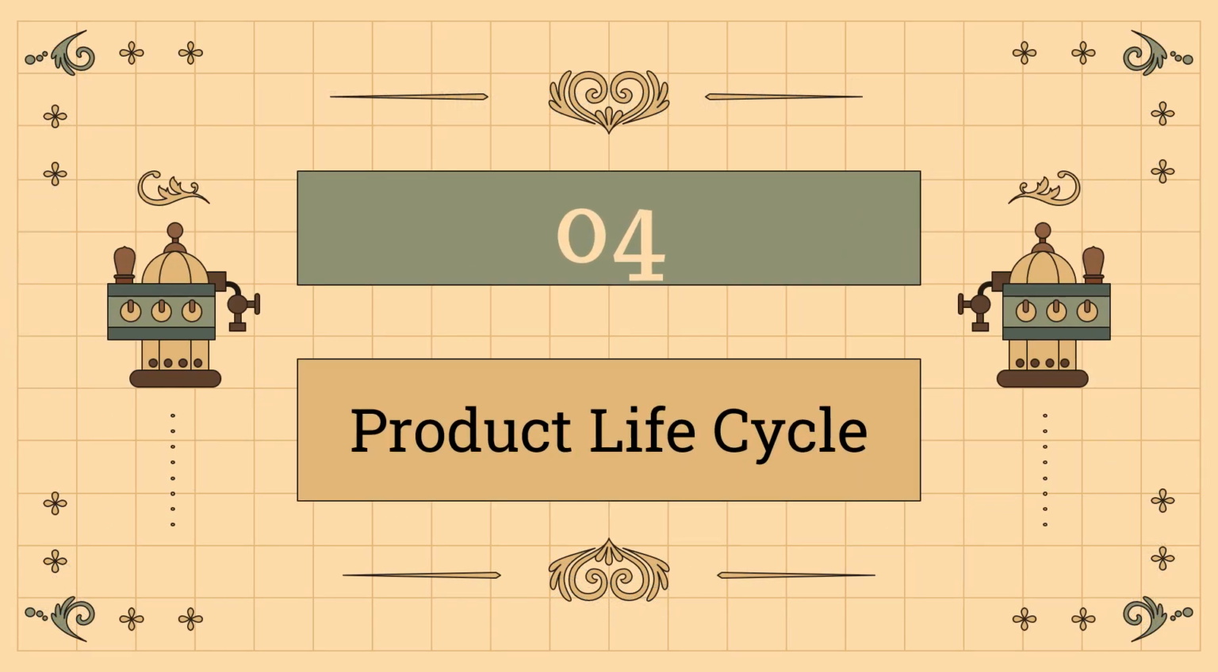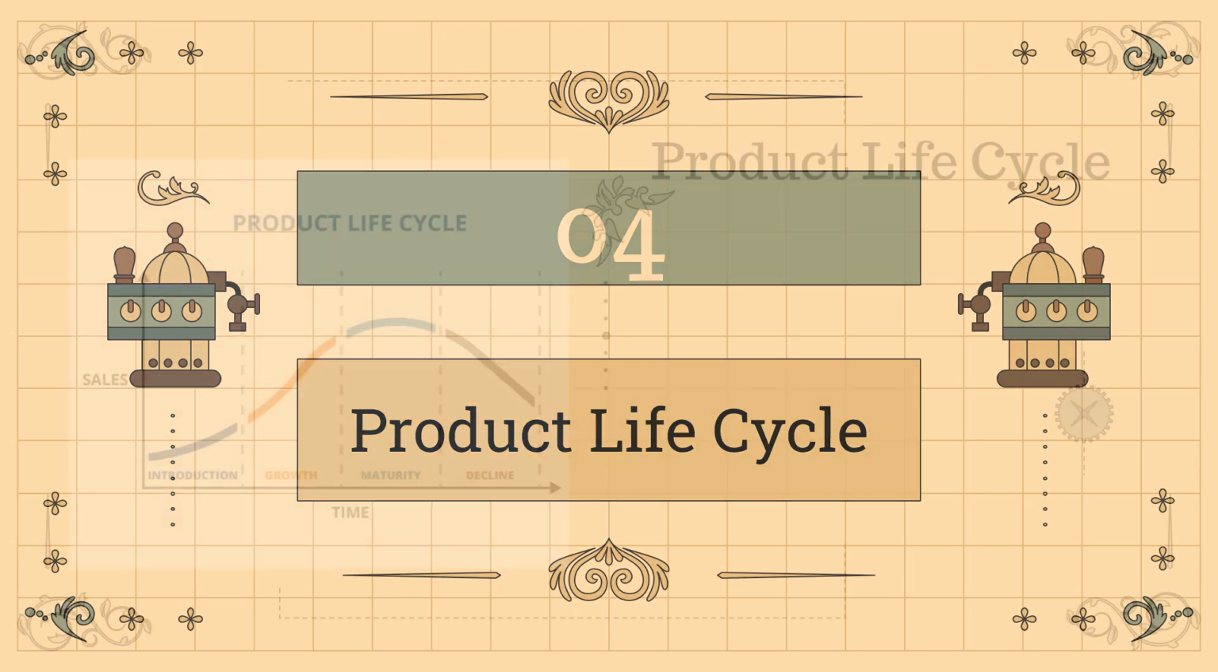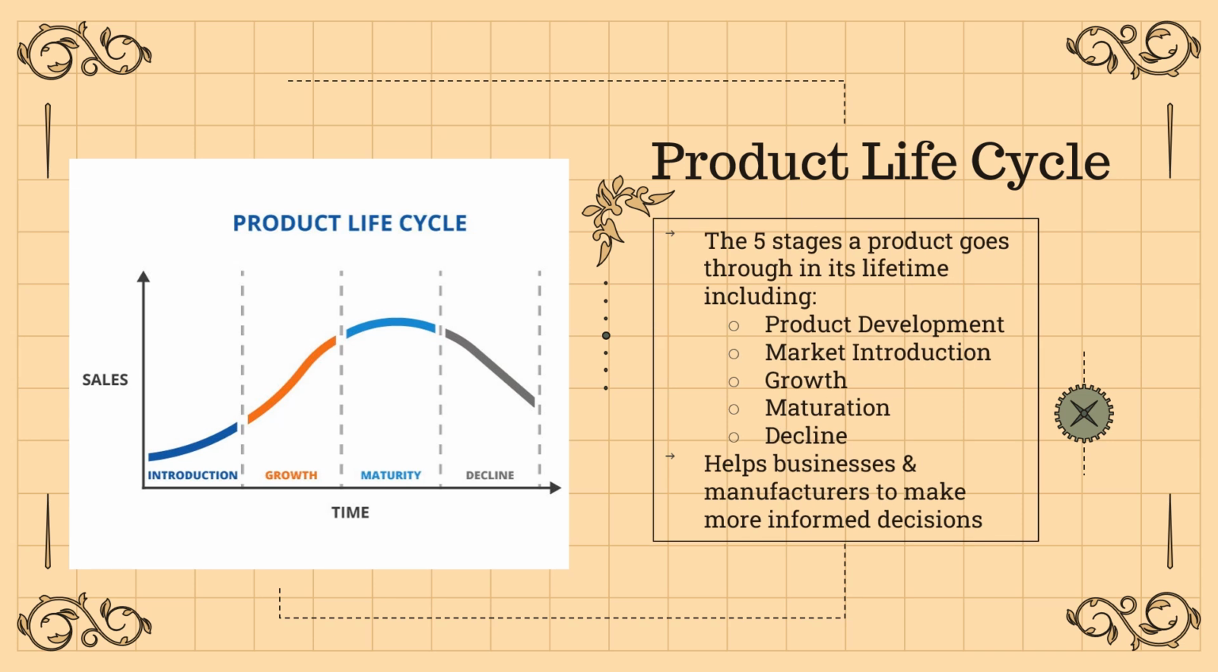The fourth topic I will be discussing is the product lifecycle. The product lifecycle is pretty self-explanatory. There are 5 main stages that a product goes through in its lifetime, and they include product development, market introduction, growth, maturation, and decline. It is important because it helps businesses and manufacturers to make more informed decisions about their product based on where it is in the cycle.